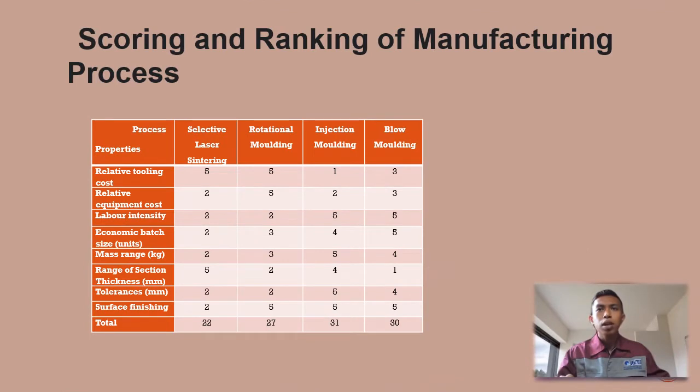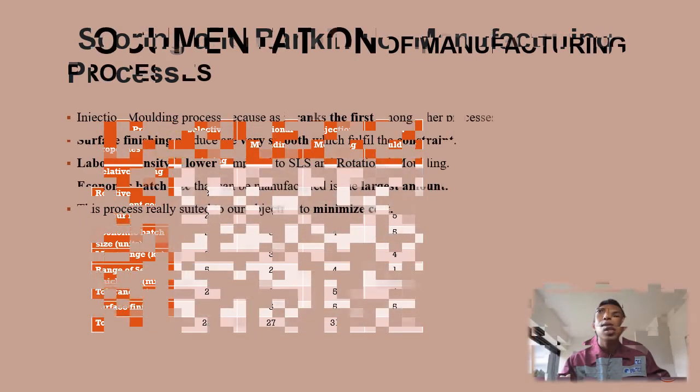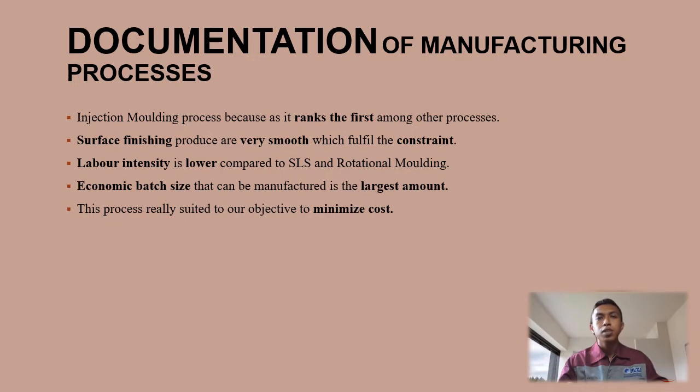Move to the scoring and ranking of manufacturing processes to get the best manufacturing process to be selected and applied on our product. For the implementation of the manufacturing process, we can conclude that the injection molding process should be selected because it ranks first among the other processes. The surface finish produced is very smooth, which fulfills the constraint.